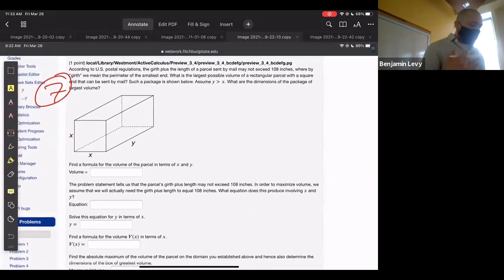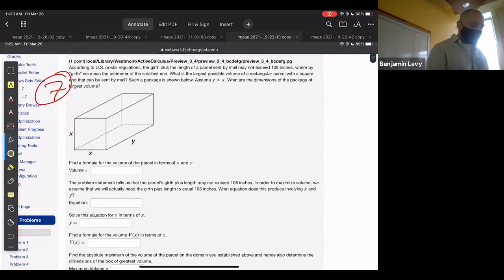So it's saying, okay, US postal regulations, here's a hypothetical package. The girth plus the length can't exceed 108. And then it tells us the girth is the perimeter of the smallest side. So what that means is, if this is our package, what's girth in terms of those variables? It's the perimeter of the smallest side. So x is the smallest side. What's the perimeter of that side? 4x, right? There's 4 sides on that small side. And so what this says is girth plus length can't exceed 108.